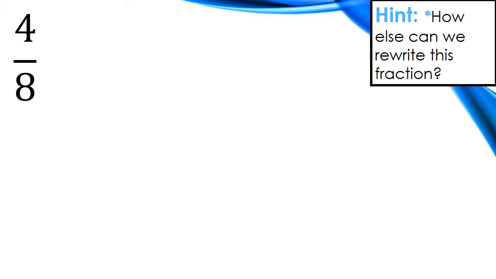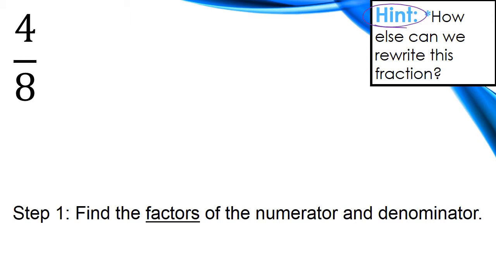So here we're given this fraction 4/8. And here in our hint area, it says, how else can we rewrite this fraction? So we're going to do this in 2 steps here. Our first step is we're going to find the factors, is our fill in the blank. We're going to find the factors of the numerator and the denominator. So our first step is we're going to find the factors of 4.